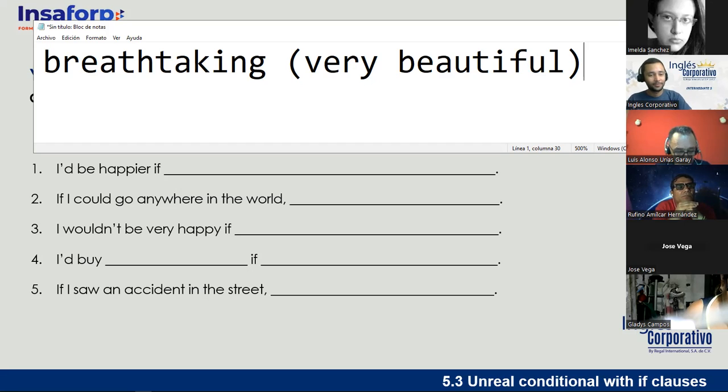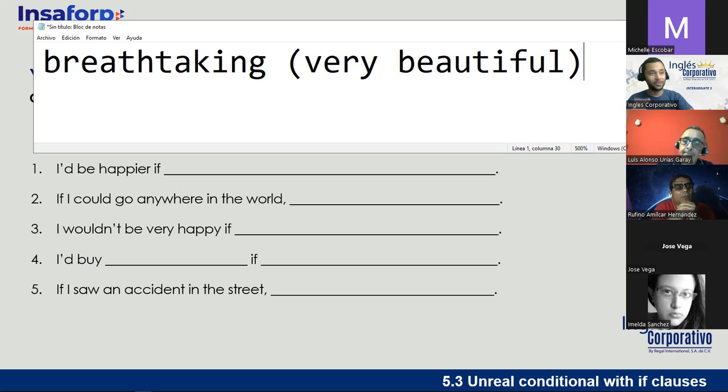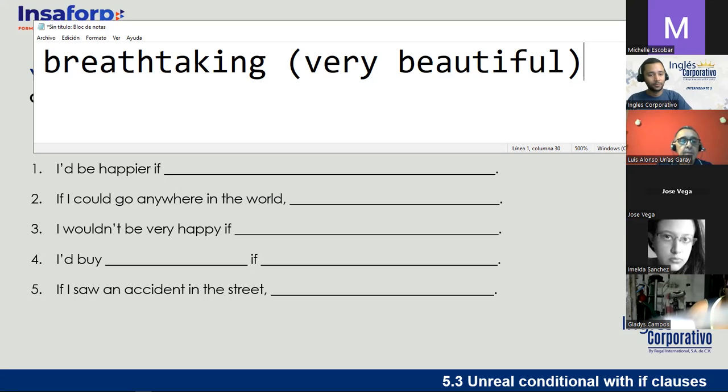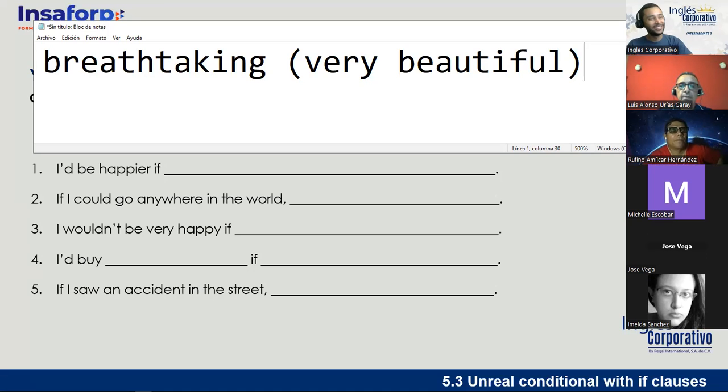Number three. I wouldn't be very happy if I didn't have dreams or purpose. Okay, great. I wouldn't be very happy if I didn't have dreams or a purpose. Thank you. Michelle Escobar. I wouldn't be happier if I were sick every time. If I were sick all the time. Okay, so I wouldn't be very happy if I were sick all the time. Thank you. Anyone else?